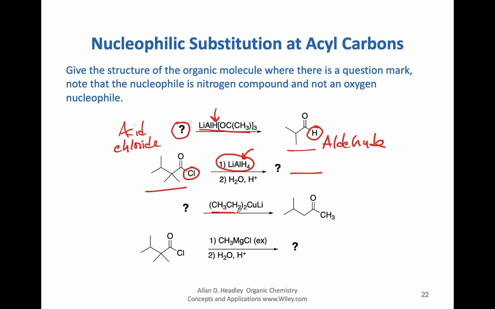Here's a Gilman reagent. So it's much less of a reducing agent compared to the Grignard. Notice the R group here. This is the R group right here. So it's a little different from the one we did before. And here we have the product.